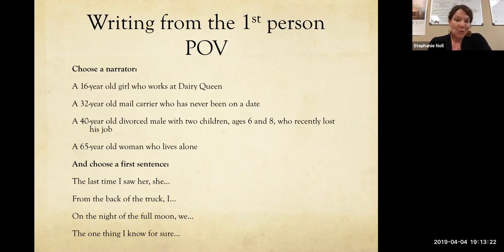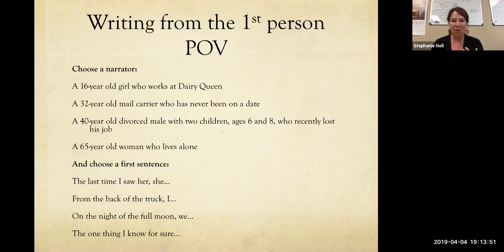Or you could do a writing exercise where you choose a narrator. I came up with 4 that I think are pretty fun. One, a 16-year-old girl who works at a Dairy Queen; a 32-year-old mail carrier who's never been on a date; a 40-year-old divorced male with 2 children, ages 6 and 8, who recently lost his job; a 65-year-old woman who lives alone.